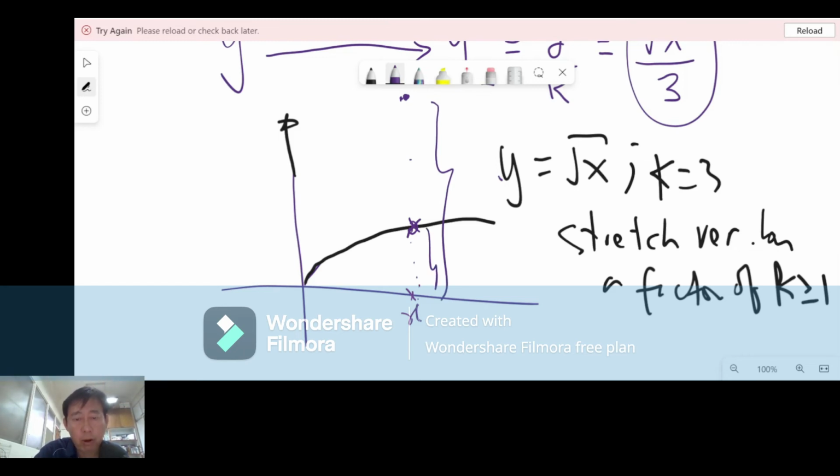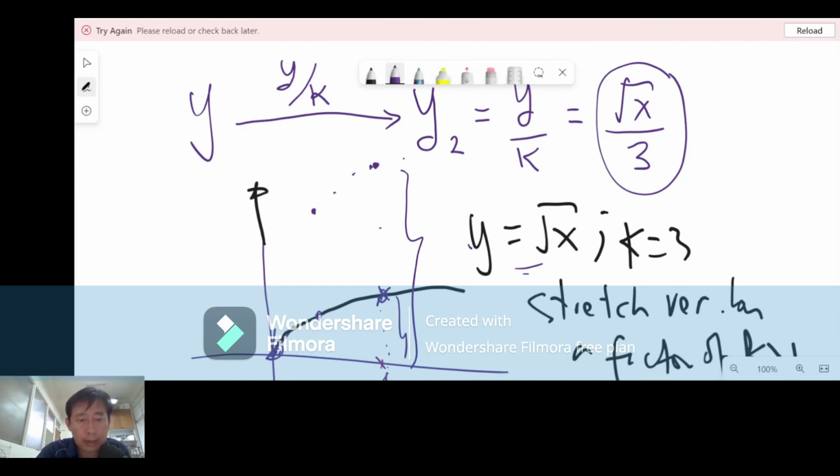Not only this point will be stretched by a factor of 3, this point, for example, will also be stretched by a factor of 3 up to here. But this is the 0 point, so when you stretch it by a factor of 3, this point will not change its value. If you do this for every single point on the y equals square root of x curve, the new curve that you obtain would be like this.